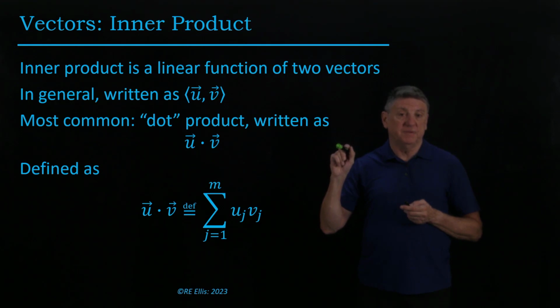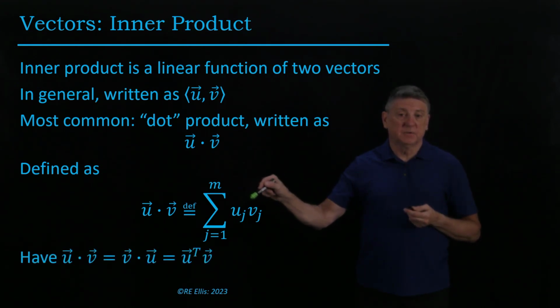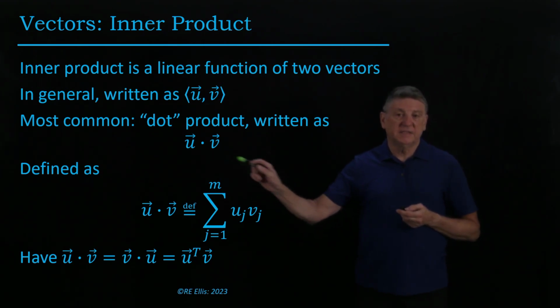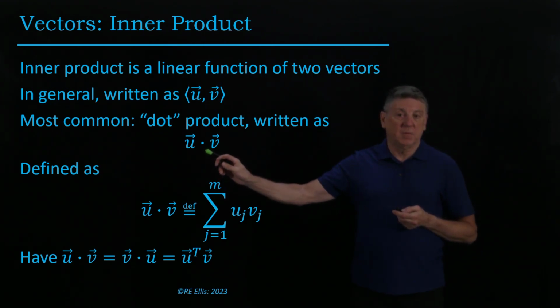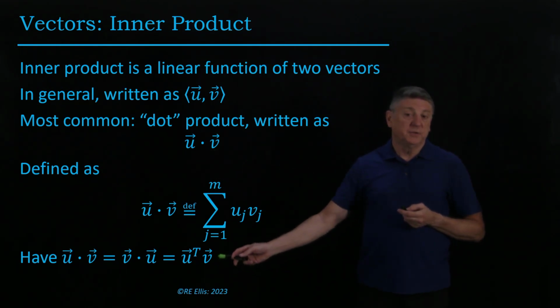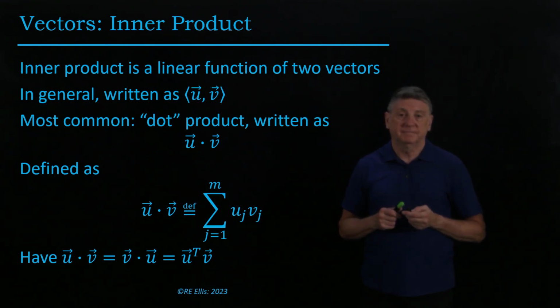up to um vm. What we observe is that because scalar multiplication is commutative, or abelian, this is a commutative operator, so we can write u dot v equals v dot u. And then using the transpose, a compact way of representing the dot product is u transpose v.